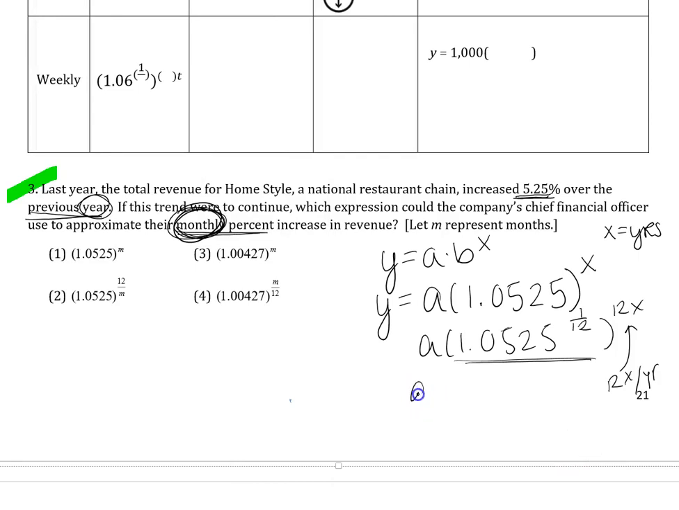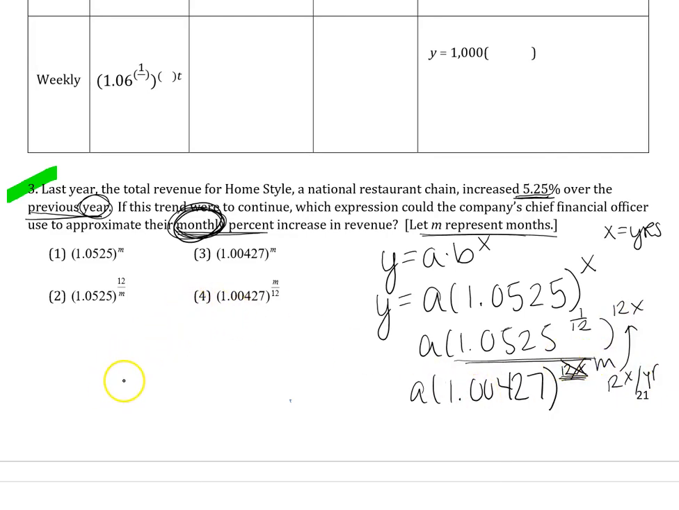1.00427 raised to the 12x. Now it said let M represent months, so if I wanted 1 month, that's technically what this is representing, 12 times per year, or 1 month. And that's why answer 3 is your correct answer, because that's your increase per month.